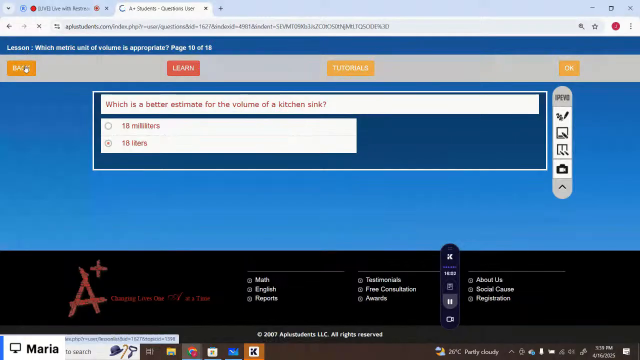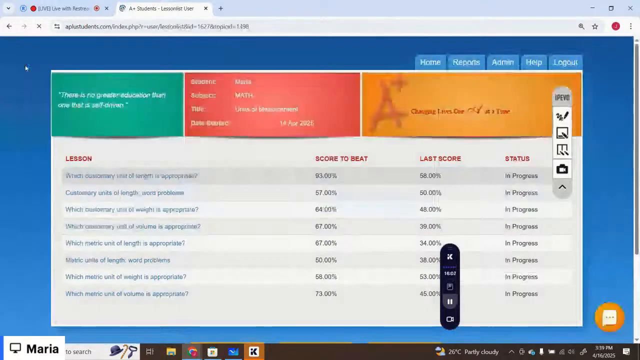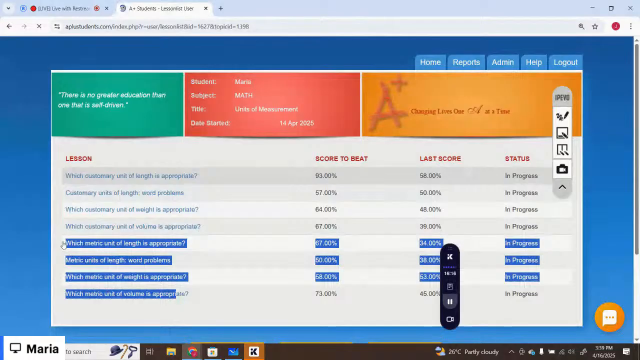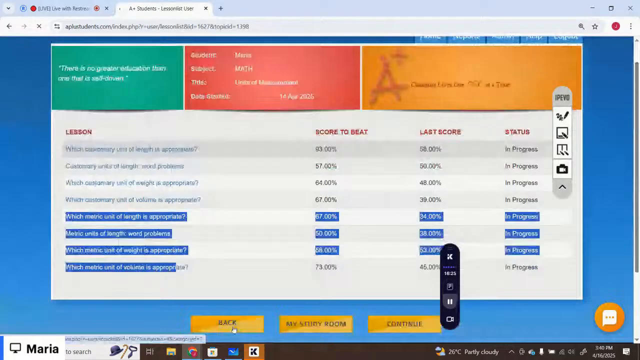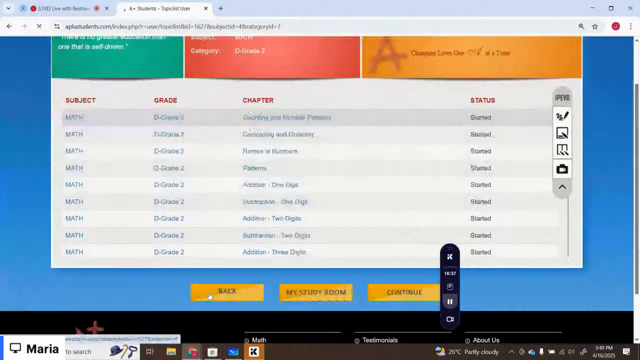So we were working on grade 2 math. The chapter we're working on is units. The lessons we have covered today are which metric unit of length is appropriate, metric unit of length word problems, which metric unit of weight is appropriate, and which metric unit of volume is appropriate. Please make sure before the next session you complete all the practice questions for the lessons we just did. That is your homework until next session.